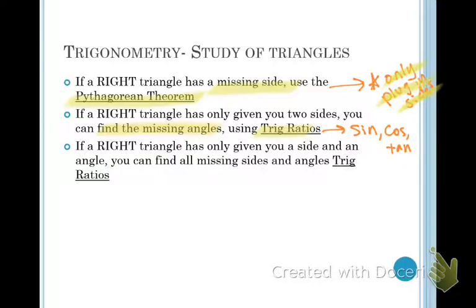And then last, if they have given you a side and angle, you can find all missing sides and angles using trig ratios. So if you're given a side and an angle, you're going to use trig ratios. Because again, can you plug an angle into the Pythagorean theorem? You cannot. Only side lengths go in the Pythagorean theorem.